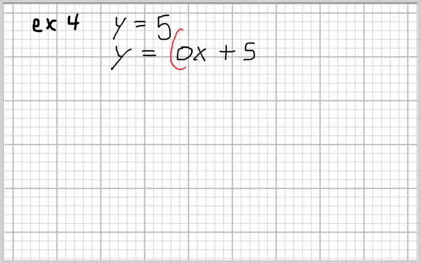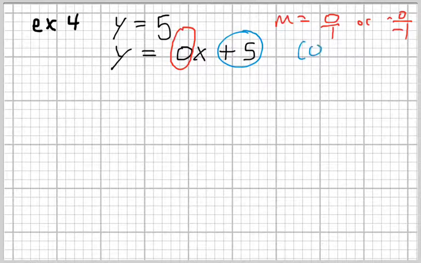So my slope comes from the number with the x. So my slope is 0 over 1, or a negative 0 over negative 1. Negative 0 is still 0. We know our slope. Now we need to find our y-intercept. It comes from this number right here. It is the point on a graph 0, 5. Now that I know the two key pieces of information, I can go ahead and make my graph.